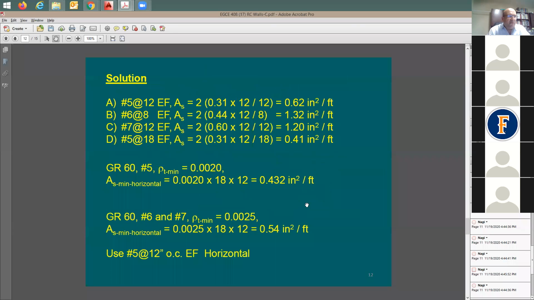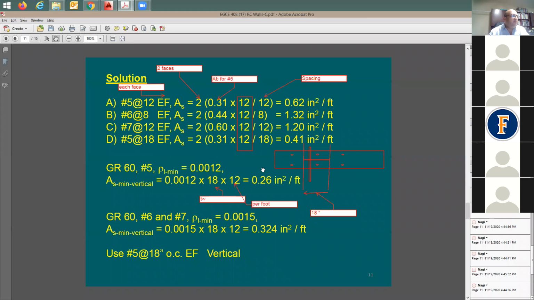Any questions before we move to the second example? Professor, so the rho sub T just represents the ratio of steel? Or could you explain that? Yeah, this ratio, steel ratio.